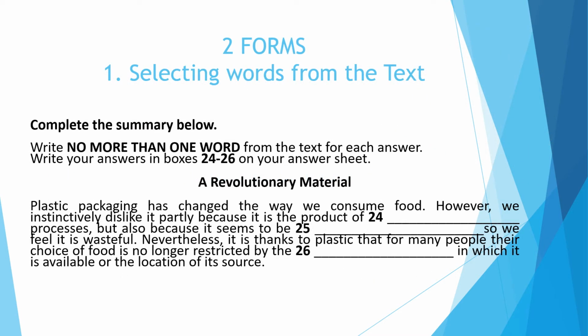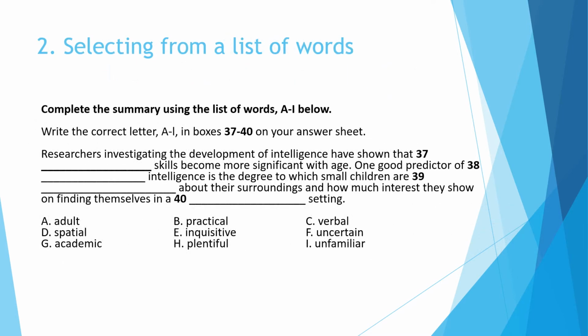You will be required to do one of the following tasks. The first is selecting words from the text. This is a sample example. You can take a look at this question. There are no separate words. You have to answer and pick the words from the text. The second is selecting from the list of words. Here, if you see down, there is a list of words from A to I, and you have to select these words and find out the answers hidden in the paragraph.